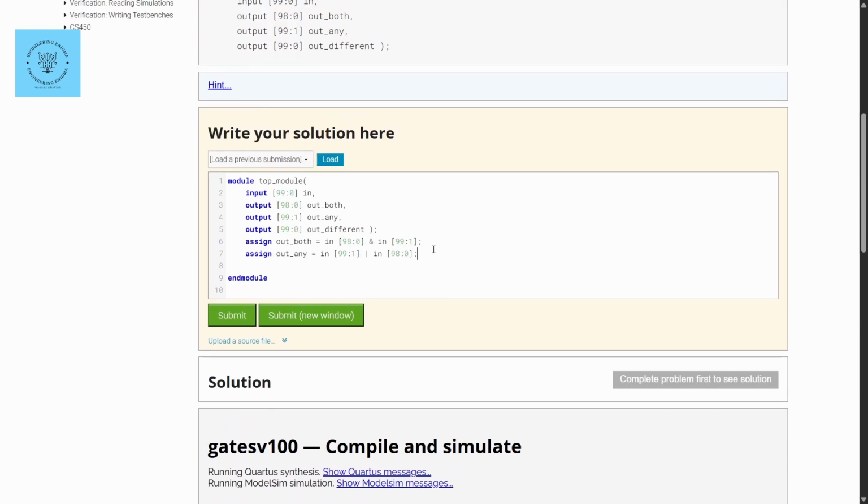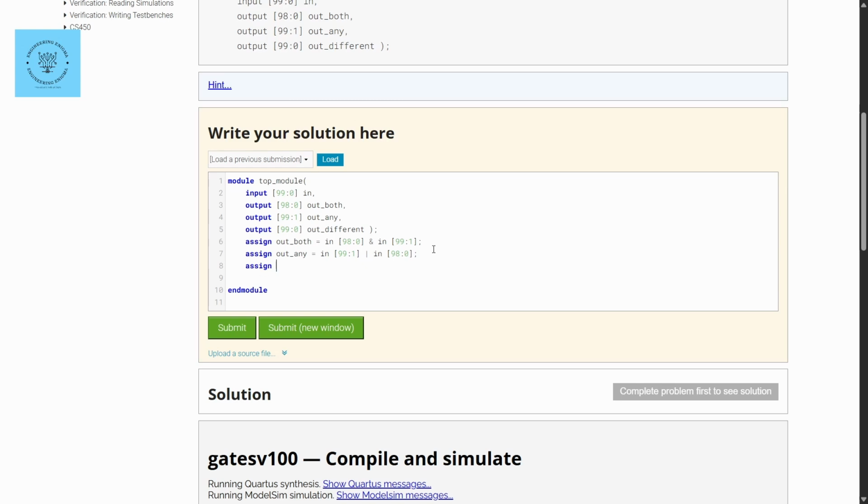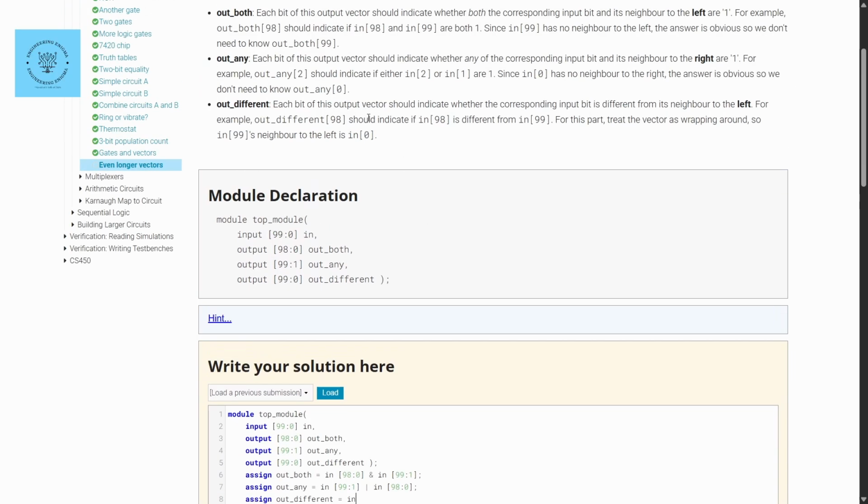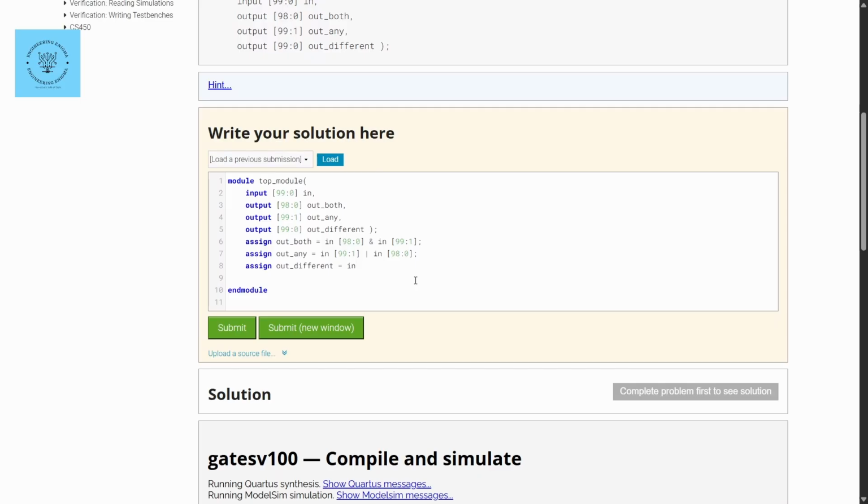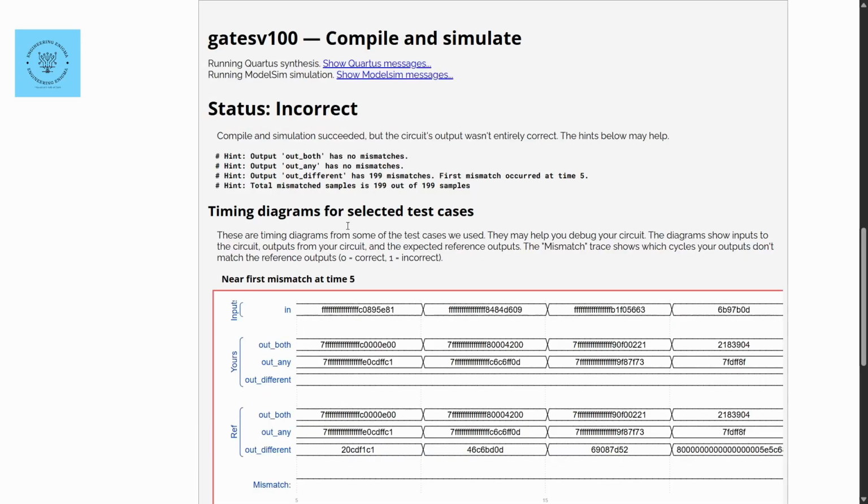Now let's write the last one, assign out of different equal to. Here also the same condition, the wrapping around condition, which was solved in the last problem. In of 0, comma, in of 99 is to 1. So let's submit the code and check for our answers.